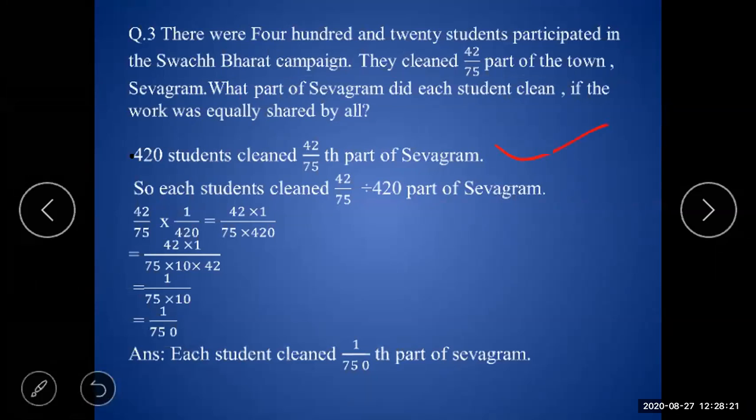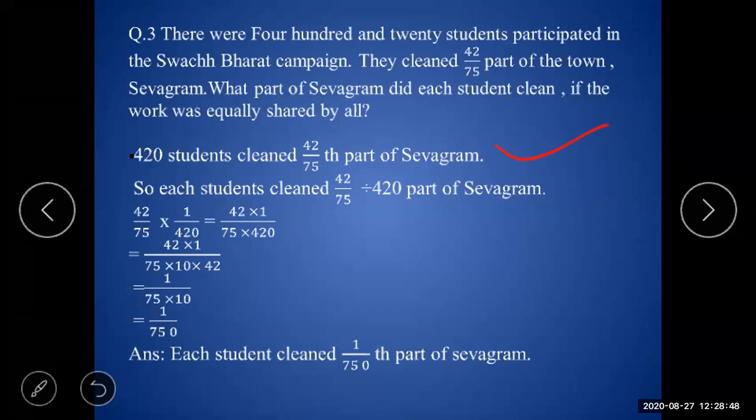420 students clean 42 upon 75 part of the Sevagram. Now here 420 students, how many parts do they clean? They clean 42 upon 75 parts. The first statement, I know you people have understood. How much did they participate, how much did they clean? So 420 students clean 42 upon 75 part of the Sevagram.